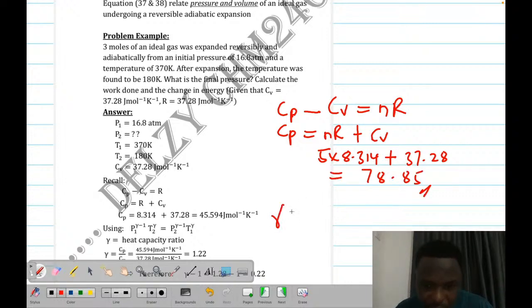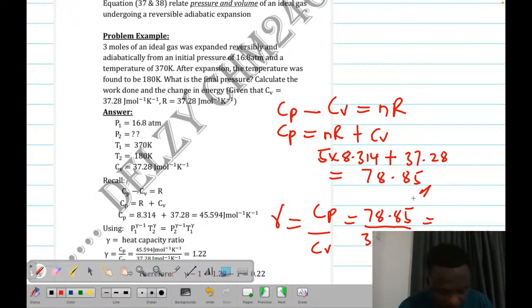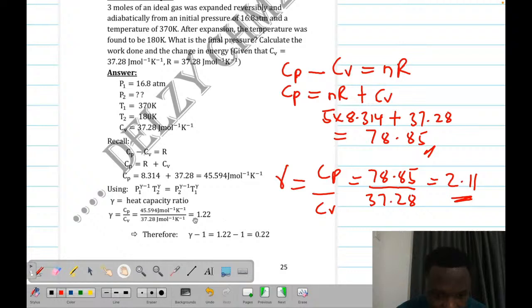So my gamma now becomes Cp over Cv. Now 78.85 divided by 37.28. So my gamma is 2.11. Okay, 2.11. Now here is 1.22 because the values are not the same.